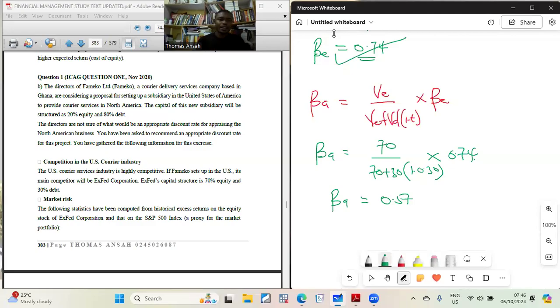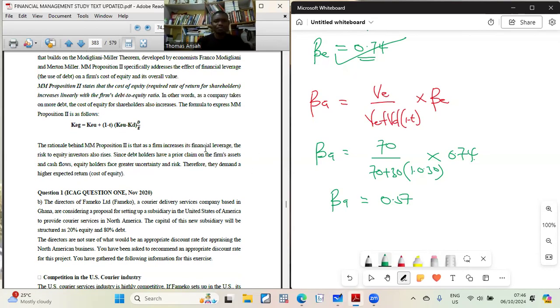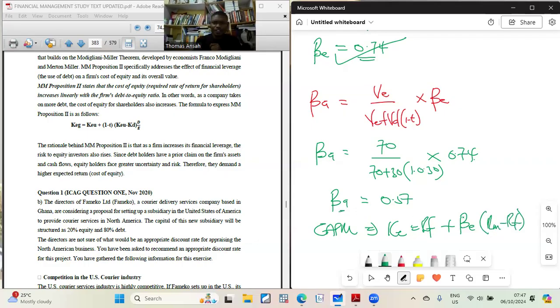All right, so we have our beta A, but the beta A that we've done now is for XFED. But as far as Moreland is concerned, the project Moreland is going to do, Moreland is geared. It means that the beta we need to use for our CAPM formula, where KE is given by RF plus beta, RM minus RF, because the company is geared, is beta E. And what we have for now is beta A.